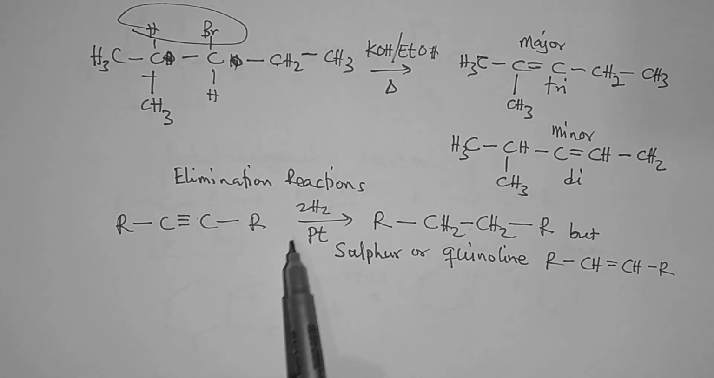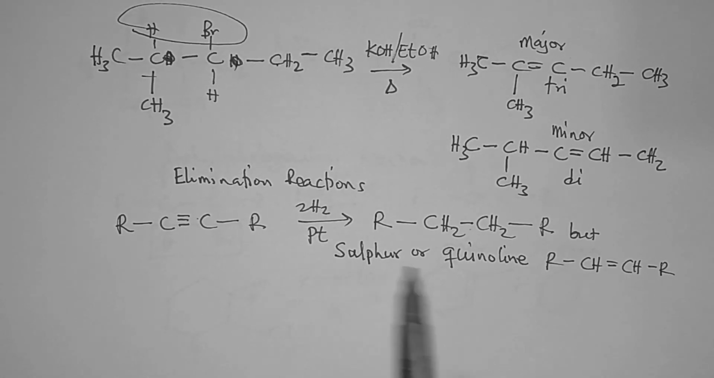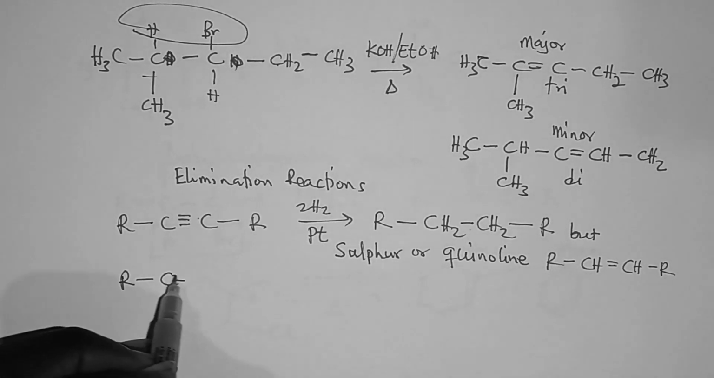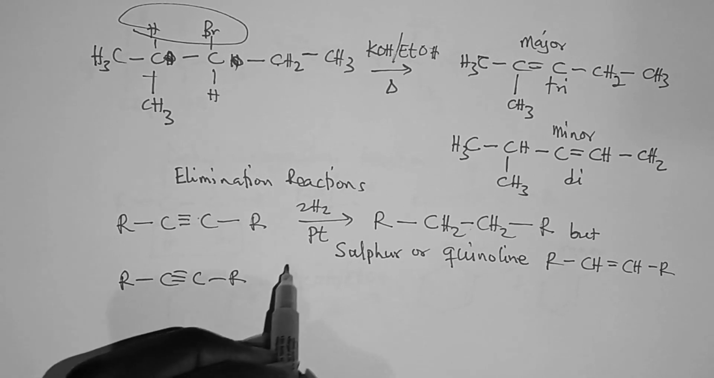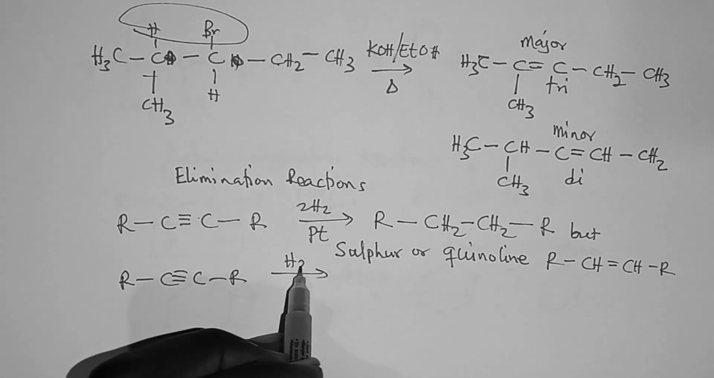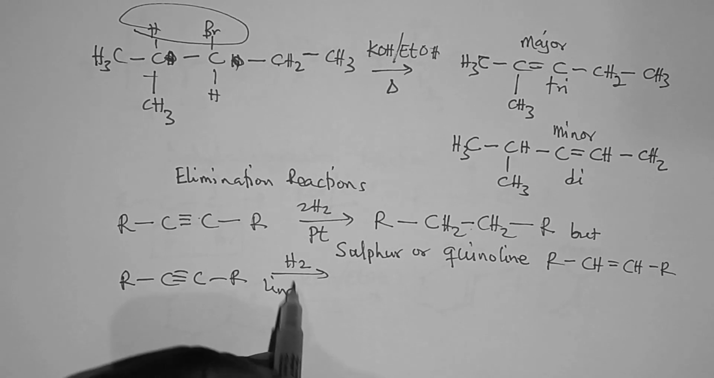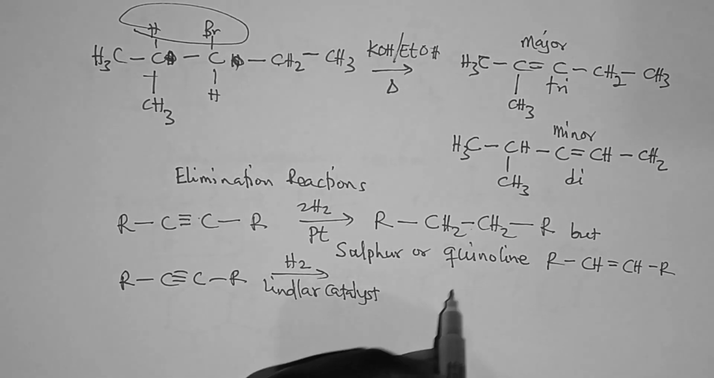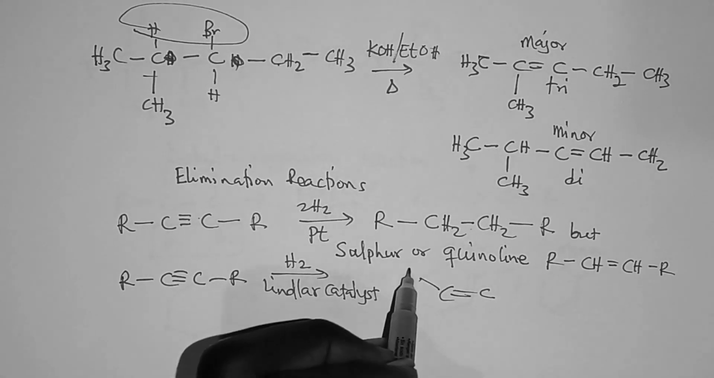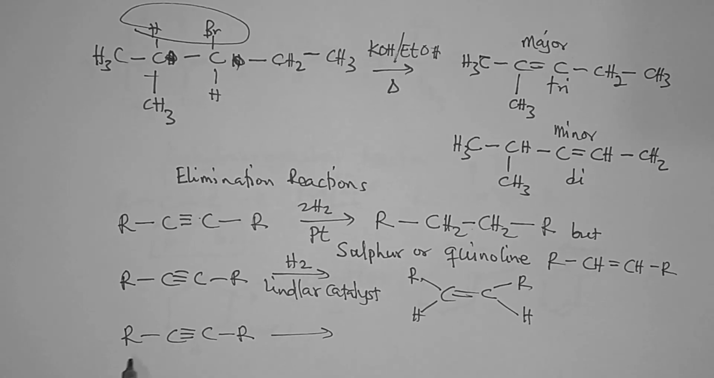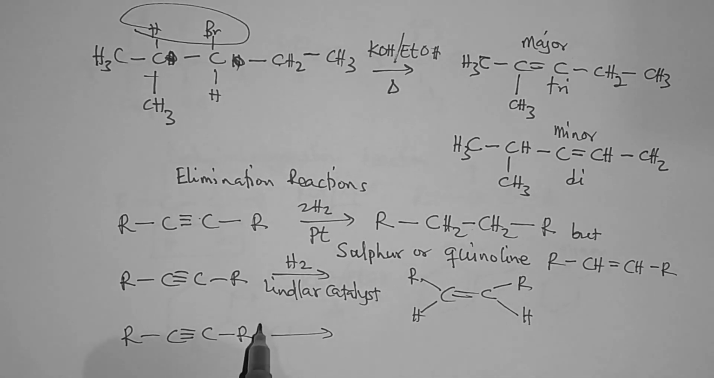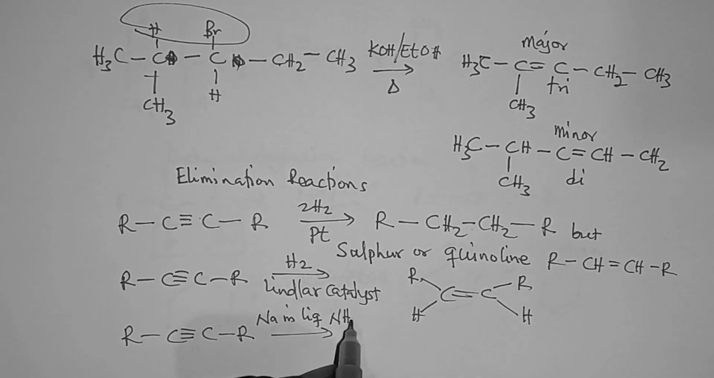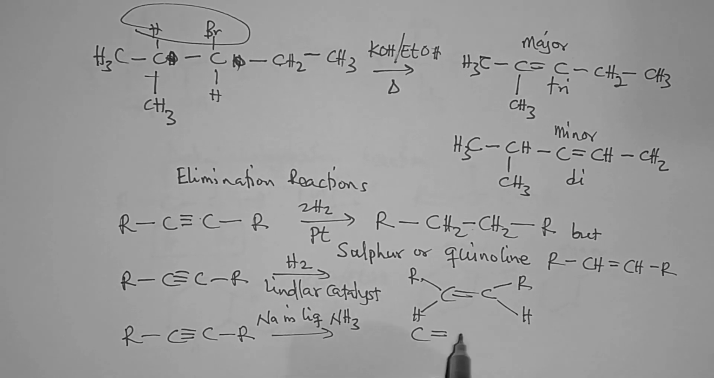However, if you do a hydrogenation reaction, you could form a cis alkene or a trans alkene. In order to form a cis alkene from an alkyne, in the hydrogenation reaction, you use Lindlar catalyst. If you use Lindlar catalyst, then you will form a cis alkene. However, in order to form a trans alkene, you need to use sodium in liquid ammonia. And you can form a trans alkene.